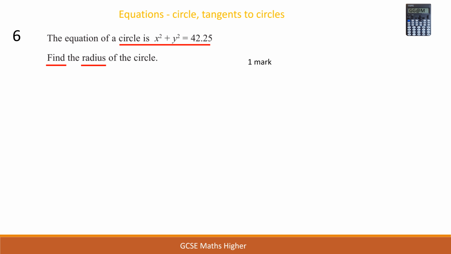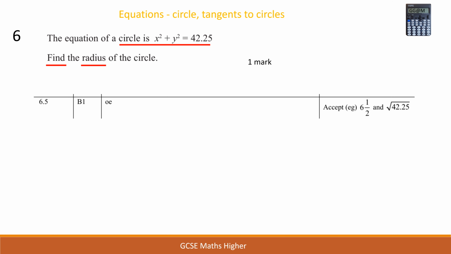Press pause, have a go at working out the answer, and then press play when you're ready to hear the answer. Fantastic. So hopefully you managed to square root that number to give you 6.5.